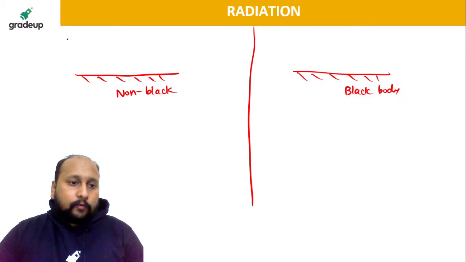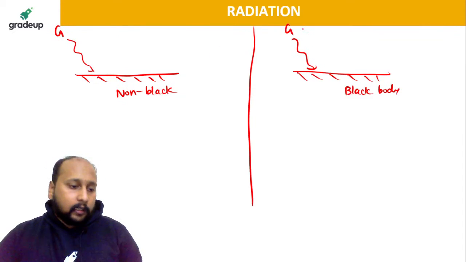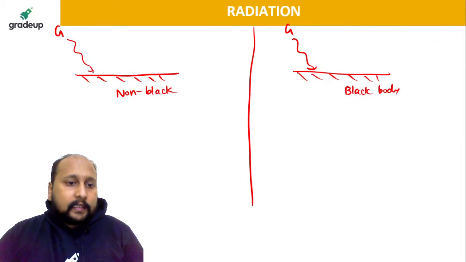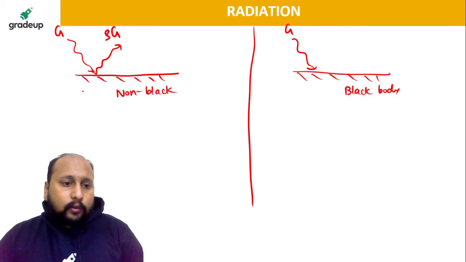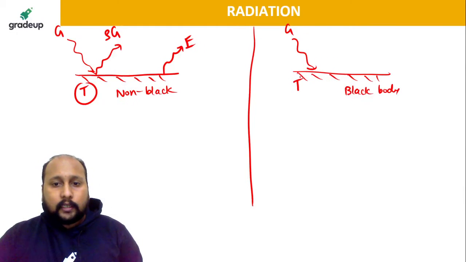Okay, so we have what we call irradiation, G. Let us suppose the same G is falling. For a non-black body, a portion will be reflected back. Let us suppose rho times G is the reflected portion, and due to the temperature it will have some emission. Let us say this is equal to E, and this is your temperature T.